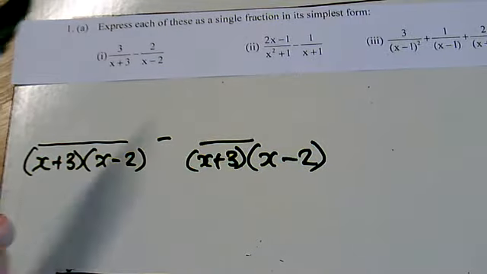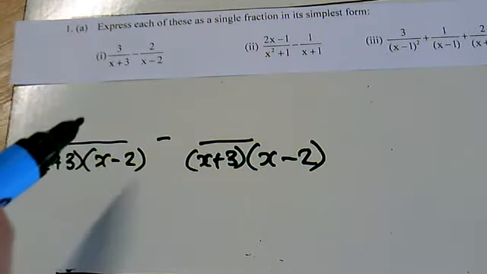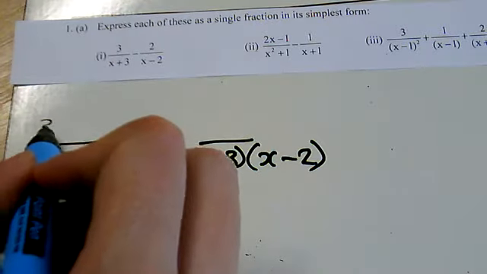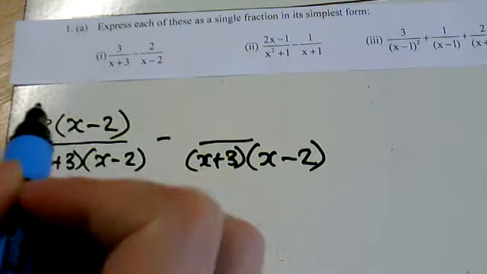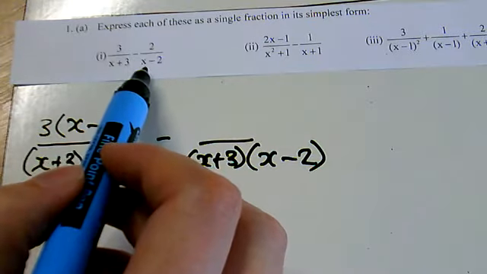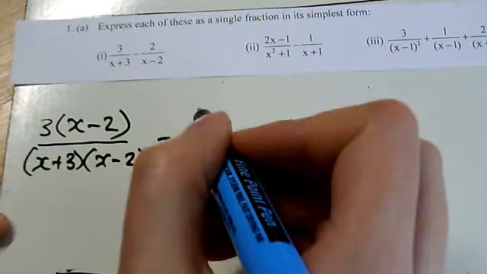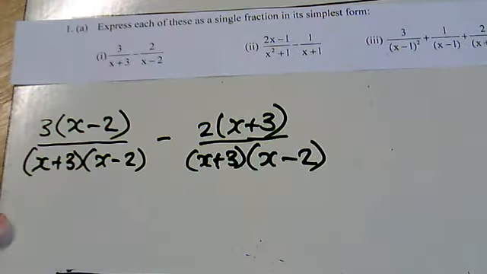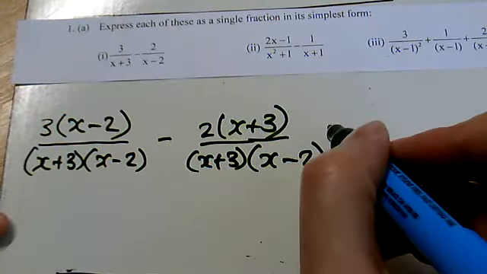Okay, so this fraction here, I've multiplied the denominator by x minus 2, so I need to do the same to the numerator. Over here I've multiplied the denominator by x plus 3, so doing the same to the numerator. Alright then, adding the fractions together, they've got the same denominator, so we're just going to add the tops.